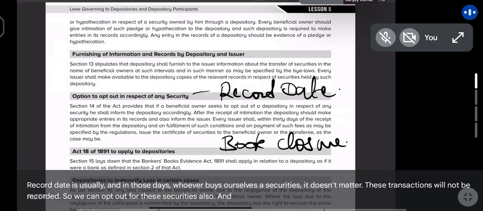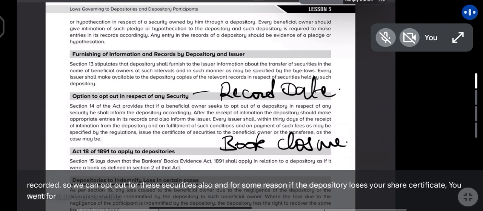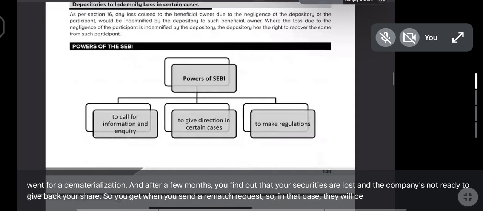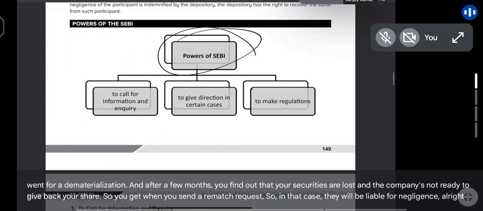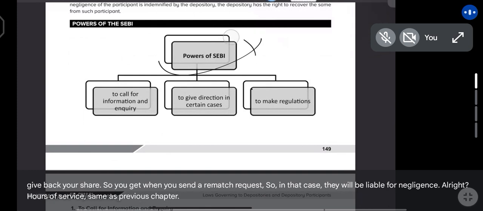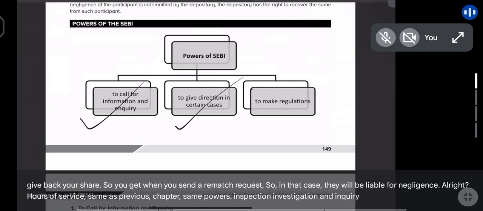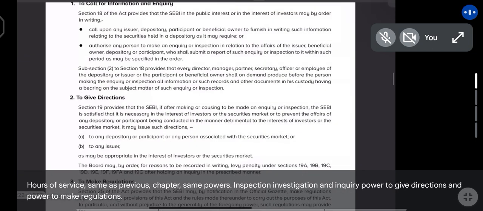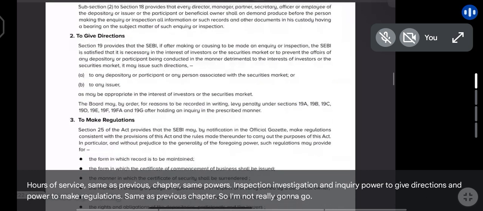And for some reason, if the depository loses your share certificate, you went for dematerialization and after a few months, you find out that your securities are lost and the company is not ready to give back your share certificate when you send a remat request, in that case, they will be liable for negligence. Alright. Powers of SEBI, same as previous chapter. Same powers. Inspection, investigation and inquiry. Power to give directions and power to make regulations. Same as previous chapter, so I'm not really going to go into much of this.